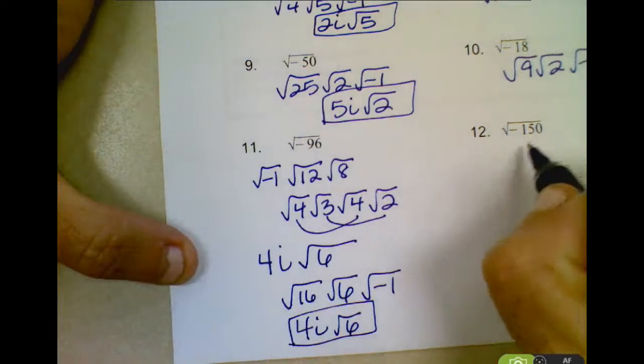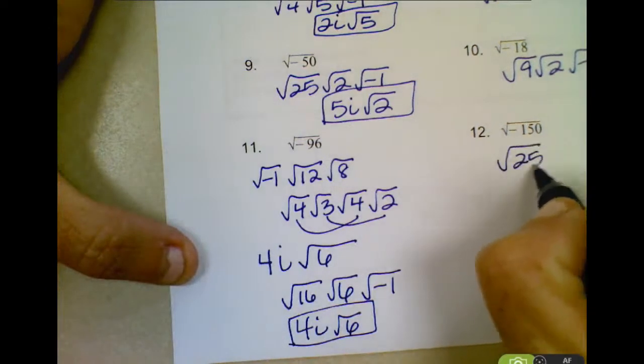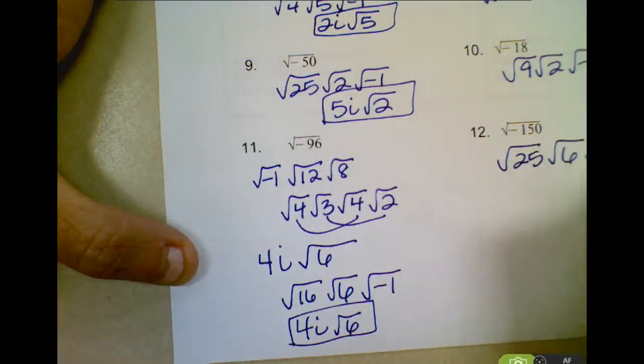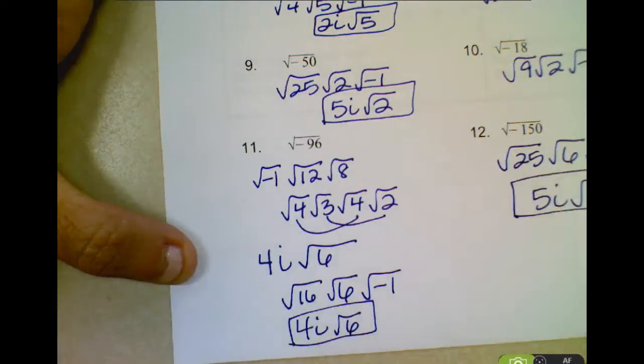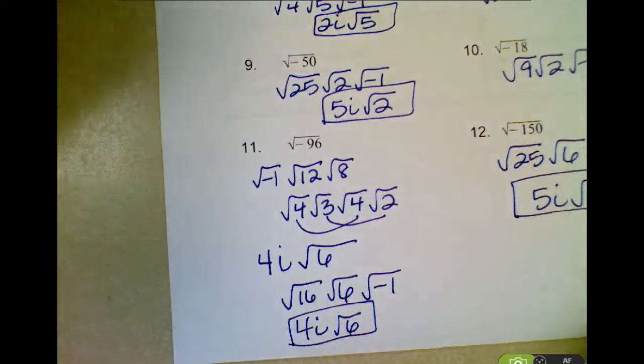Okay? 150 is 25 times 6 times -1, so I get 5i times the square root of 6. Very quick complex number review. Shouldn't be any more difficult than that for you. Okay?